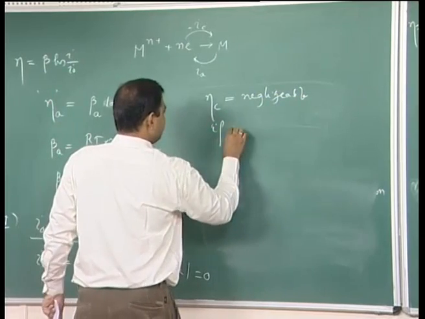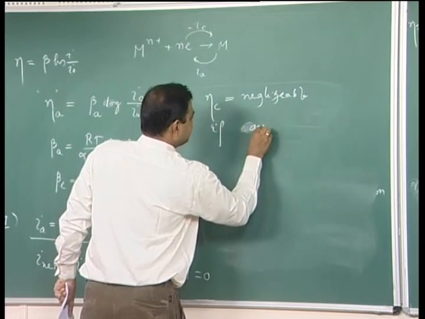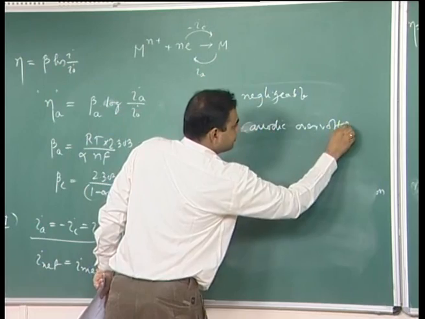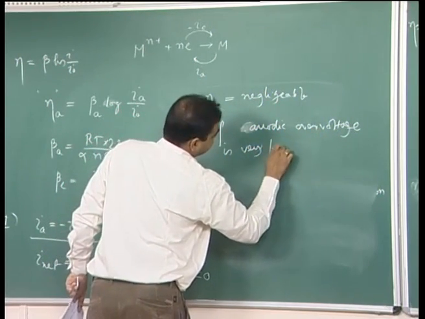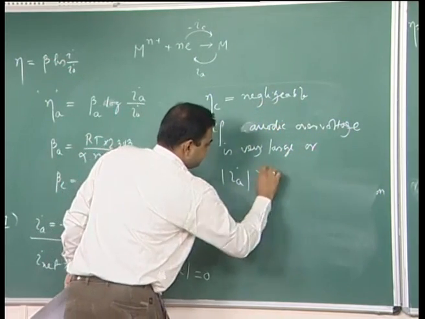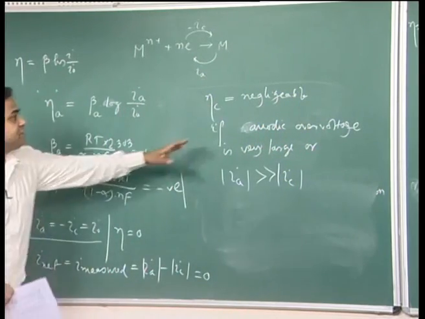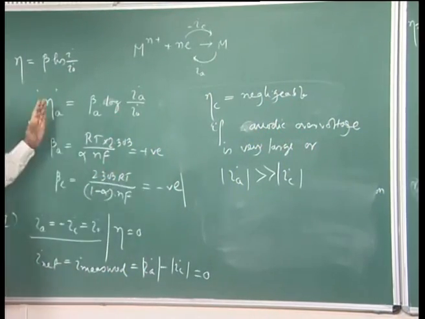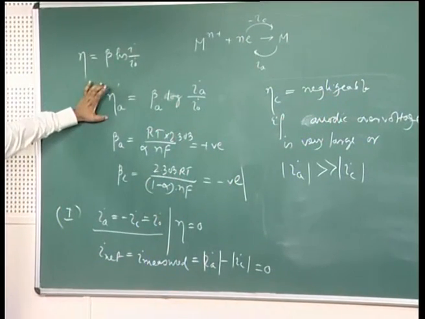if the anodic overvoltage is very large, or IA is much greater than IC. So that means the total polarization is going to be the effect of only the anodic current. So that's why from this we can easily write this.